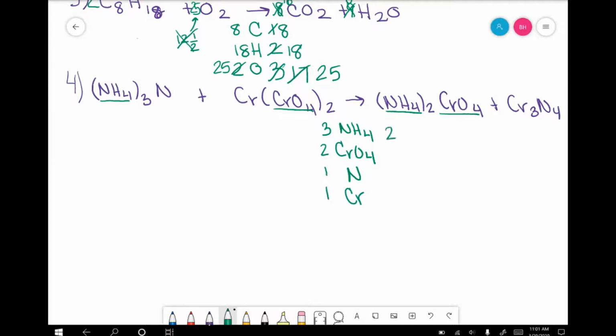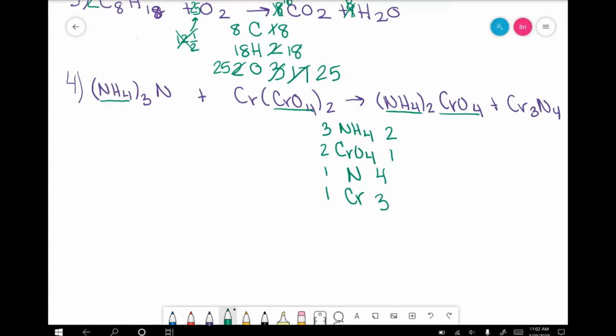Over here, I have 2, I have 1, I have 4, and I have 3. So let's go ahead and start balancing our reaction. Looking at our ammonium, we see that we have 3 and 2. So we need to think of what is our lowest common denominator, and the answer is 6.